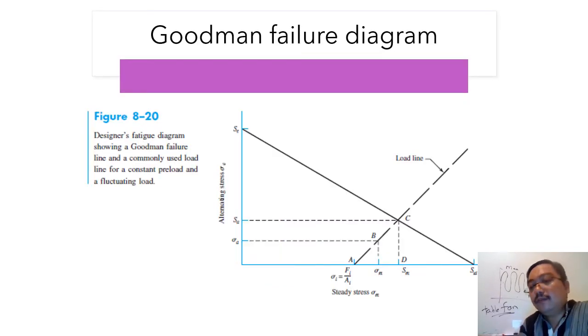Goodman failure diagram, if you can remember. Goodman failure diagram.